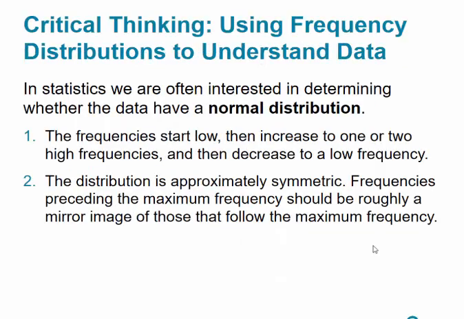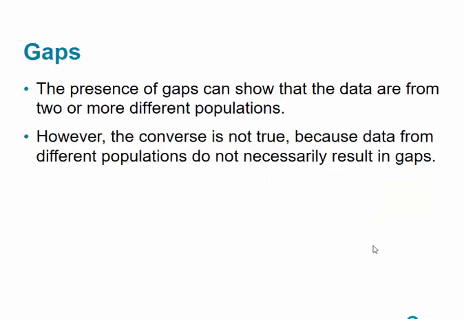And so the next thing is critical thinking, using frequency distribution to understand data. In statistics, we're often interested in determining whether data have a normal distribution. If the frequencies start low and then increase to 1 or 2 high frequencies and then decrease to a low frequency, that can tell you that it might be a normal distribution. We're looking for a bell shape. If it does look like that, it means that it's approximately symmetric. Frequencies preceding the maximum frequency should be roughly a mirror image of those that follow the maximum frequency. So a bell shape, if I split it in half, they should be mirror images.